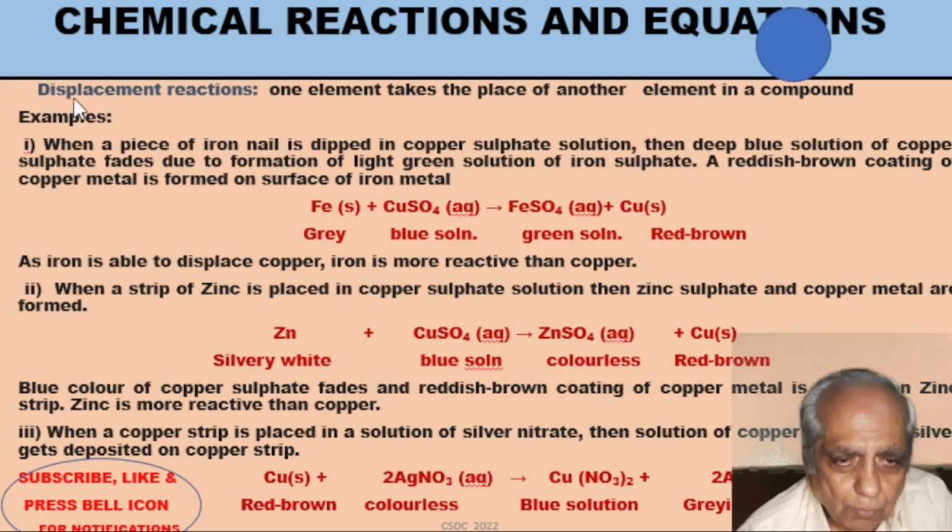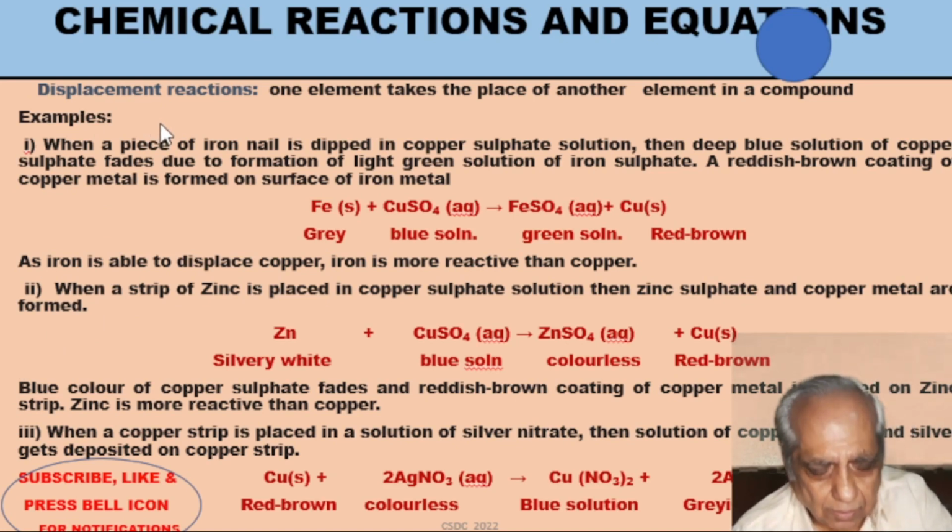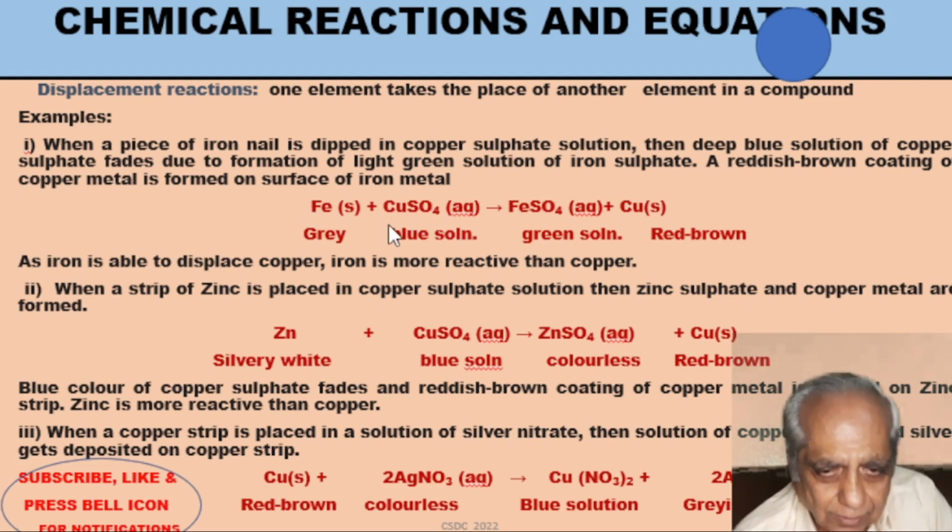Now we'll go to the next type of reaction, called displacement reaction. Displacement reaction means when some element replaces another element from a compound. See this example, it will become clearer. Iron, in solid form, is added to an aqueous solution of copper sulfate. This is also a metal, this is also a metal, but iron is more reactive than copper. So iron will attract the sulfate ions with a stronger force. Sulfate will move towards the iron and copper will get separated. So I am getting ferrous sulfate and copper.